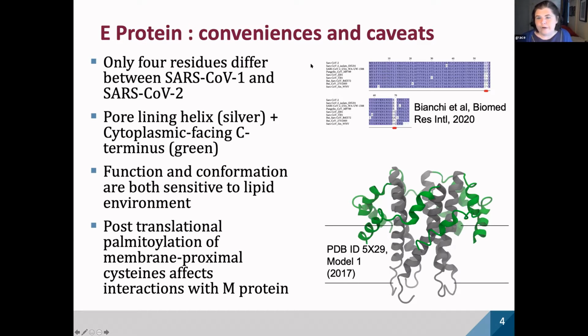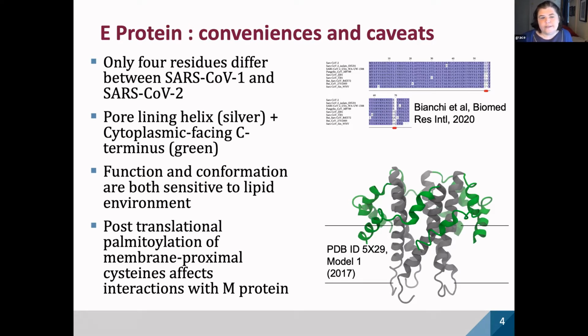So over here on the right, I have an alignment, and you don't have to know the details of these alignments, but basically what you can see is that everything is purple for the most part, except for a few stripes of white here. And so there's just 4 residues that differ. And so that means that a lot of the research that was already done on SARS-CoV-1, and indeed the first structure that we had was for SARS-CoV-1, really seems to be directly applicable to SARS-CoV-2 as well.